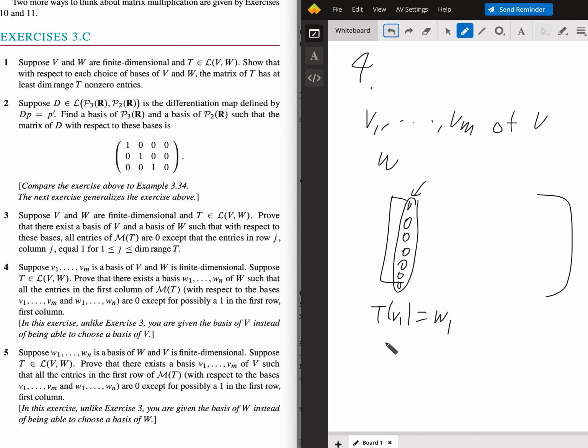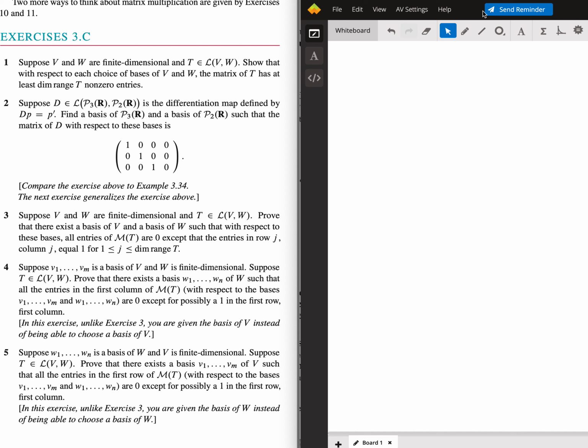Therefore, if they give you a basis for V, like V1 through Vm, all you gotta do is find what T of V1 is, call it W1, and then just put it there and then extend it to a full basis of W, and then you're done. Don't overthink that question, I guess. It's not a very sophisticated question, or at least I don't think it is.